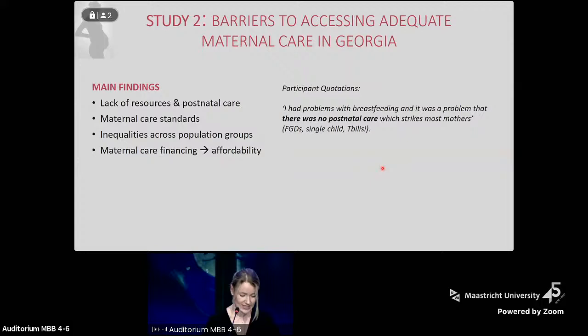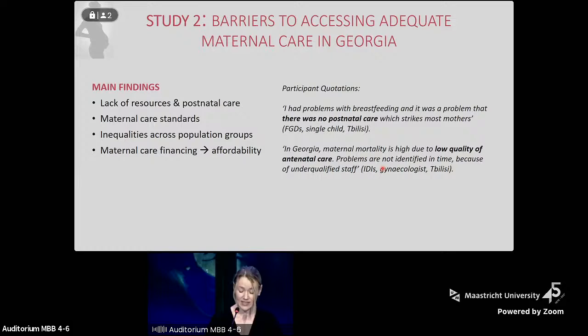And the second quotation is an example for that. In Georgia, maternal mortality is high due to low quality of antenatal care. Problems are not identified in time because of underqualified staff. Also, there are inequalities across population groups, especially the high mountain rural population groups and the minority population groups. This was found due to geographical access to healthcare facilities and the weak transportation infrastructure, because the care is mostly located in the capital region. But this was also related to inability to pay for services and the related travel costs.